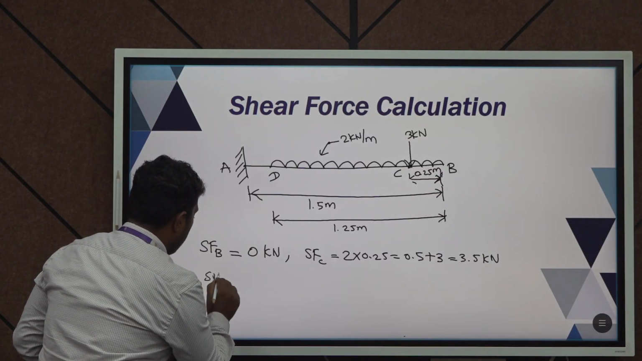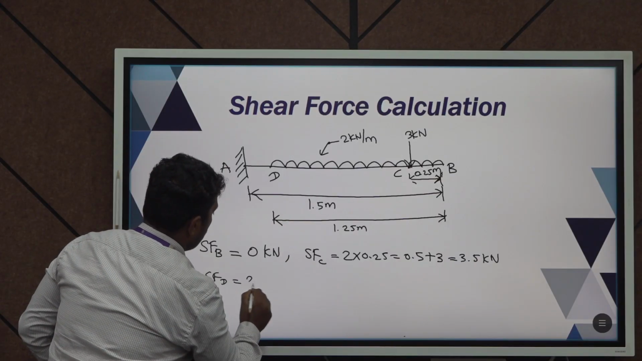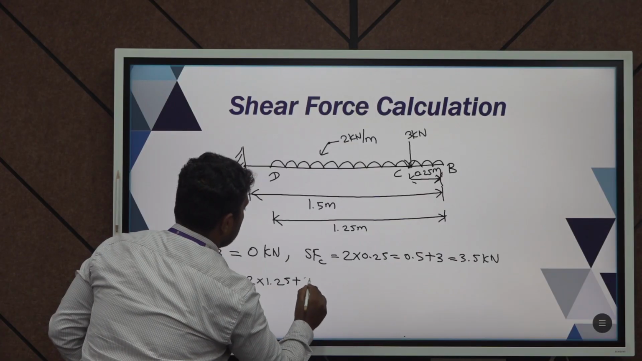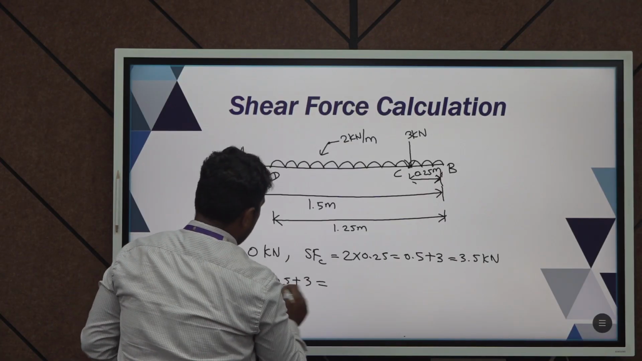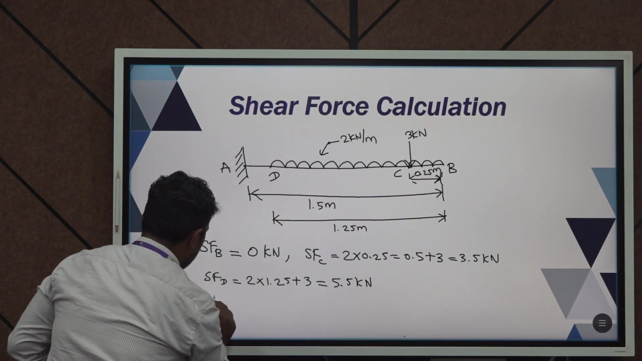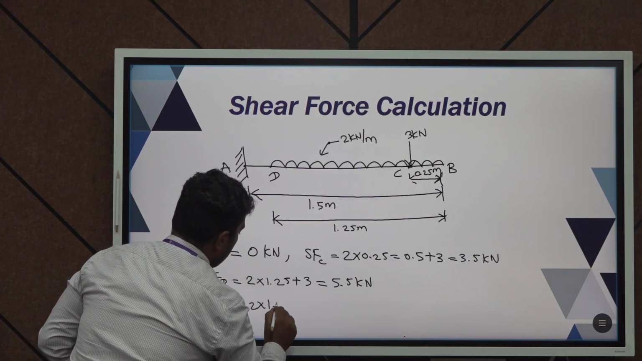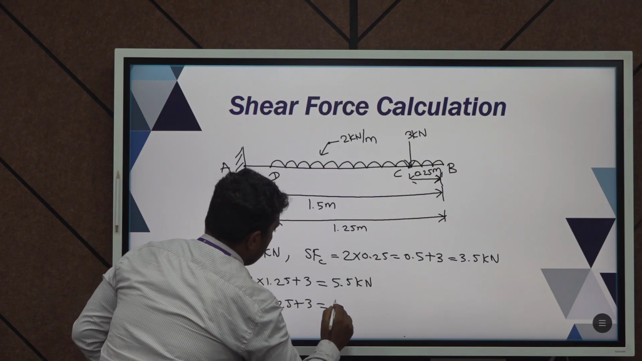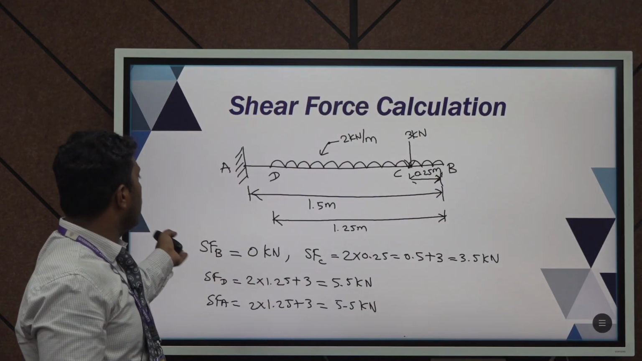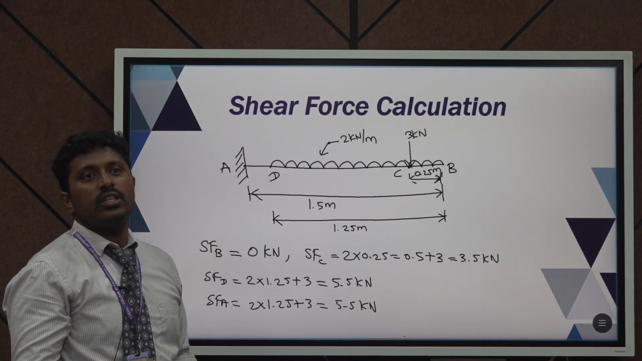Shear force at point D, 2 into 1.25 plus 3, totally 2.5 plus 3 that is equal to 5.5 kilonewton. Shear force at A, that is also 2 into 1.25 plus 3, 5.5 kilonewton. Once we find all the shear force values at points A, B, C and D, then we can simply draw the shear force diagram.